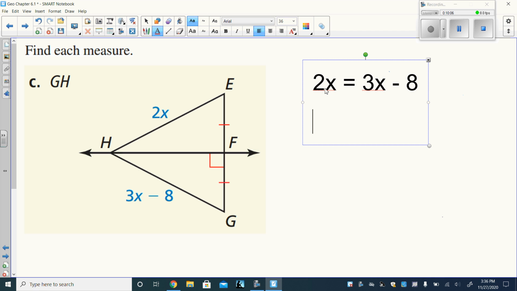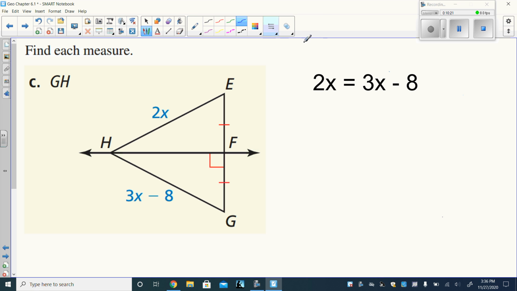And the reason we set these together is because we want to know the value of GH. Well, to find the value of GH, we need to find the value of x. And once we find the value of x, we can plug it back in and solve. Now looking at this here, well, I need x by itself. Now there's different ways we can go about it, but I think the quickest is going to be to subtract 3x from both sides.